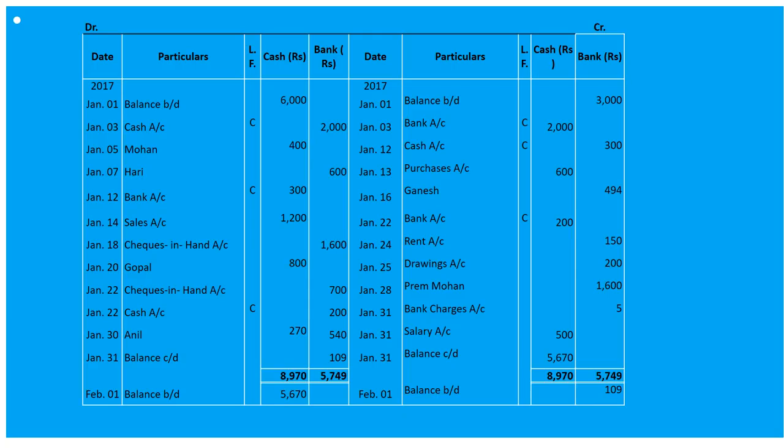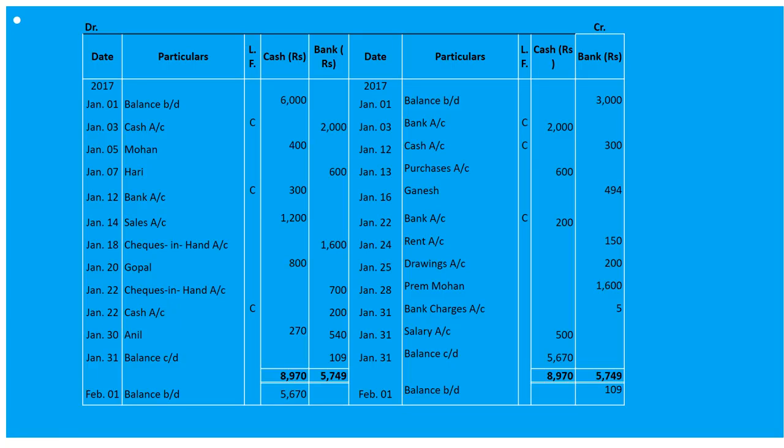On 20th Jan, sold goods to Gopal for 1,500, for which he gave cash 800 and a check of rupees 700. So to Gopal 800. He has given a check of 700, but it is deposited into bank on the next date. So we will do this entry on Jan 22: to checks in hand 700 rupees. Fine. On the 24th, paid rent by check 150 rupees. So by rent account 150 will be in bank account.